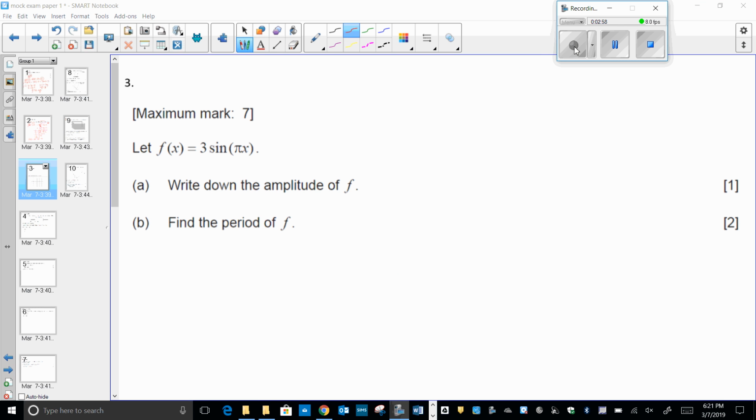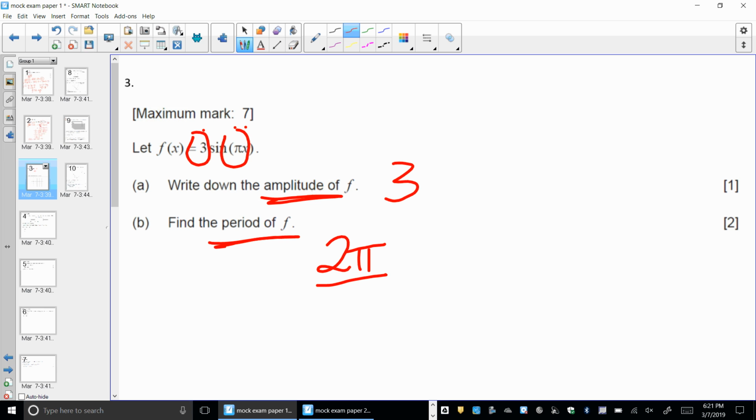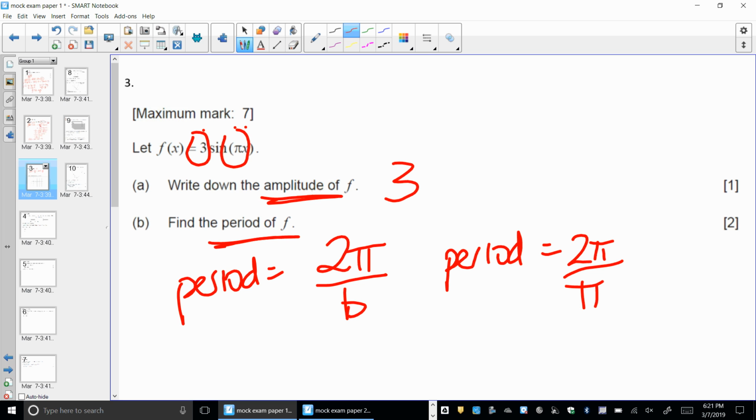Okay, so number 3. We've got f of x is 3 sine pi x. Write down the amplitude. The amplitude is given by the value in front of the function, so that would be 3. The period is determined by the value in front of the x. Normally the period would be 2 pi over that value, let's say b. So the period is 2 pi over pi. The pi's cancel, which means the period is 2.